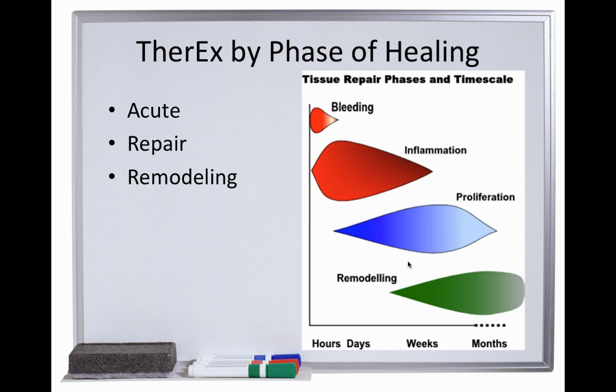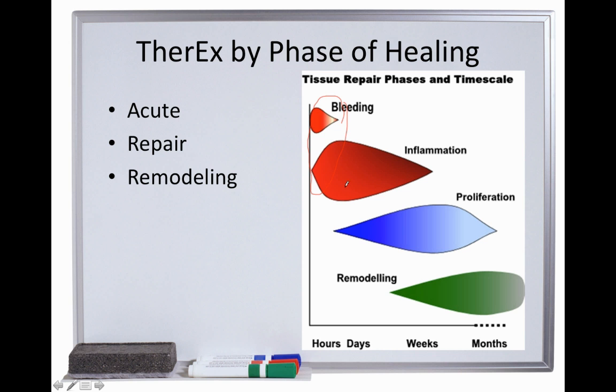All right, what do we do for therapeutic exercise depending on the phase of tissue healing that somebody is in? If somebody is in the acute phase, we're here in the bleeding, getting a good blood clot formed into that early inflammation phase. You're managing edema, managing pain, not going too crazy with ice and NSAIDs, but trying to manage pain and prevent excessive swelling.